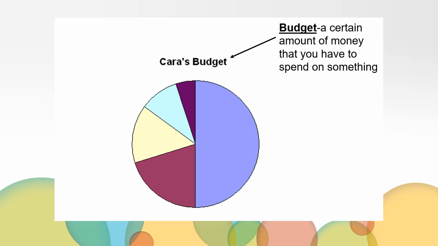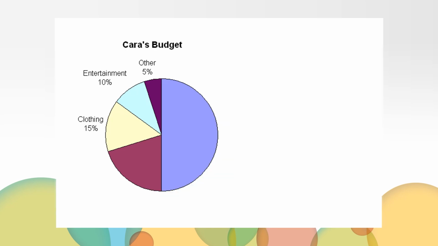Look at the new information given to us. What are you noticing now about Kara's budget? You may be noticing that Kara spends 15% of her budget on clothes and only 10% of her budget on entertainment. You may have also noticed that so far she spent 30% of her budget on clothes, entertainment, and other things. This means that she still has 70% of her budget to spend.